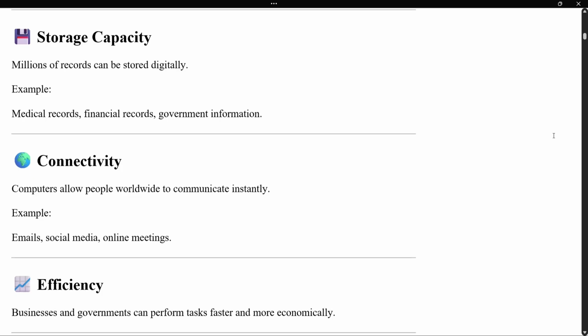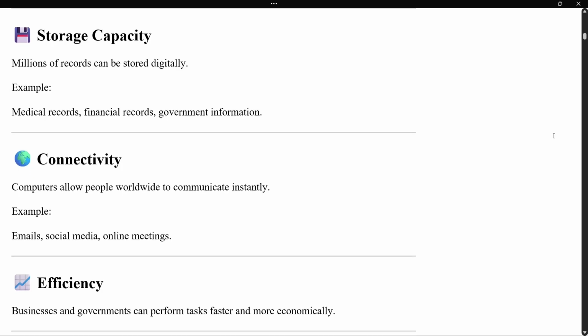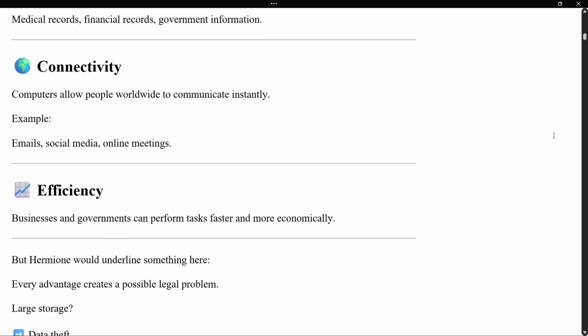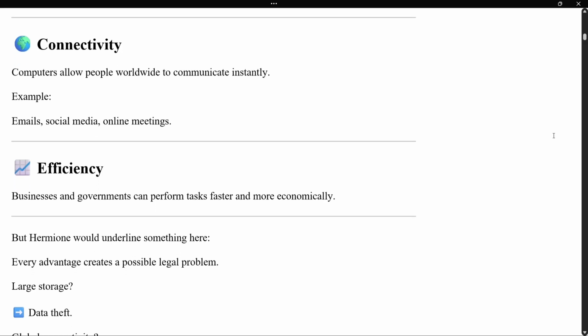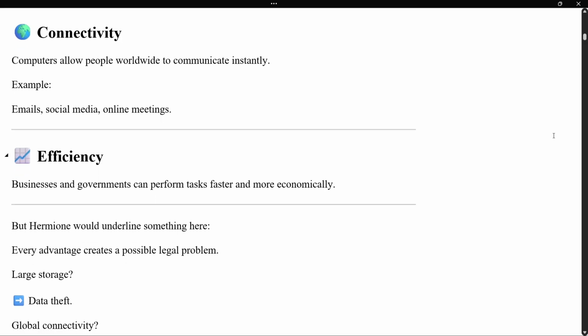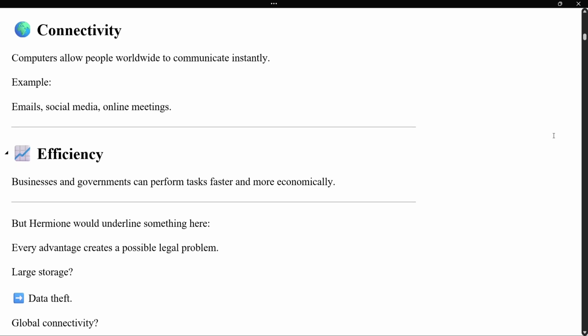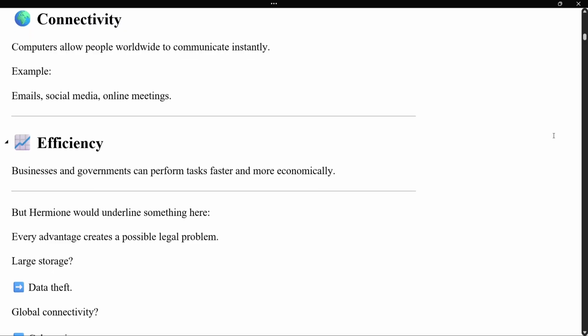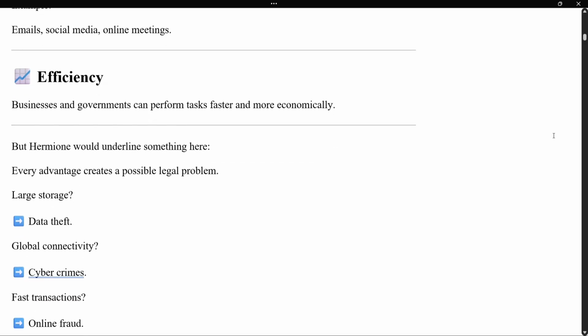Connectivity: computers allow people worldwide to communicate instantly. Example: emails, social media, online meetings. Efficiency: businesses and governments can perform tasks faster and more economically. But Hermione would underline something here. Every advantage creates a possible legal problem.